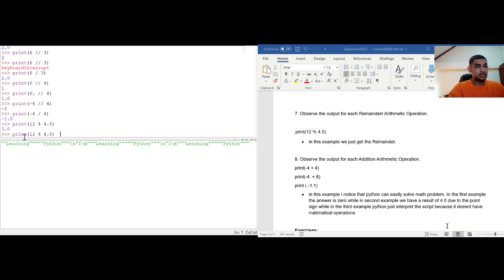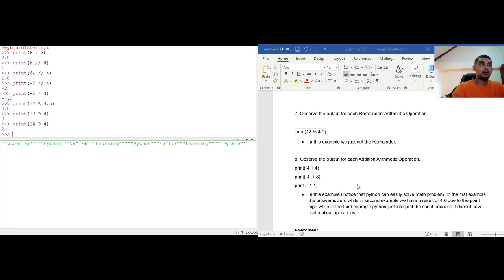3.0 will be the answer, while the other one is 14. The answer will be 2. So for example number 7, I observed that when we use the percentage sign, we will come up with the remainder of the problem. In this example, we just simply get the remainder of the problem.